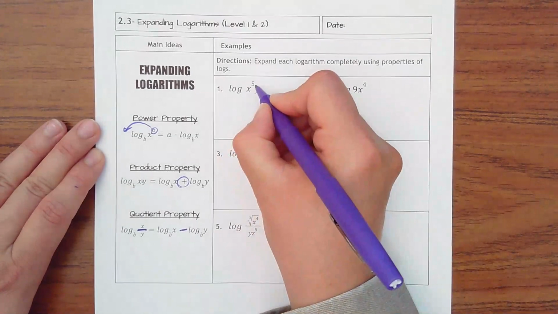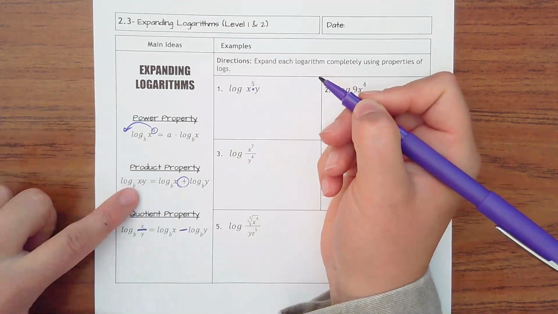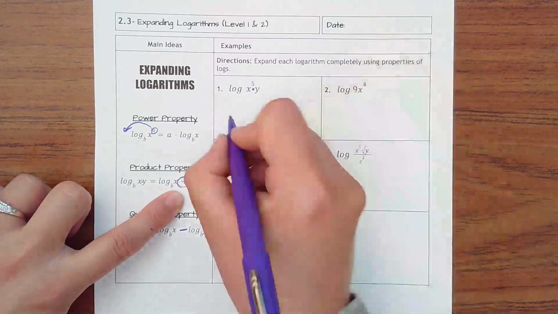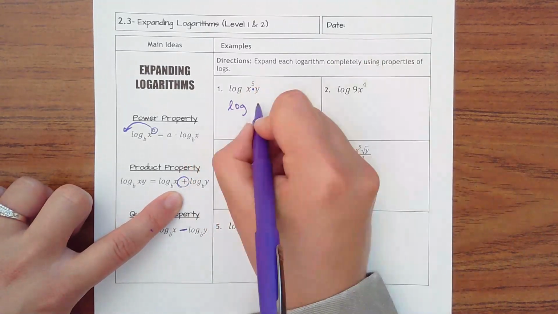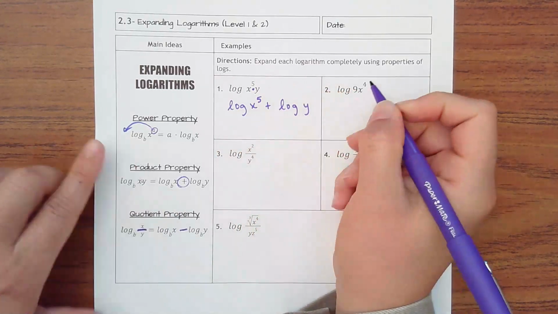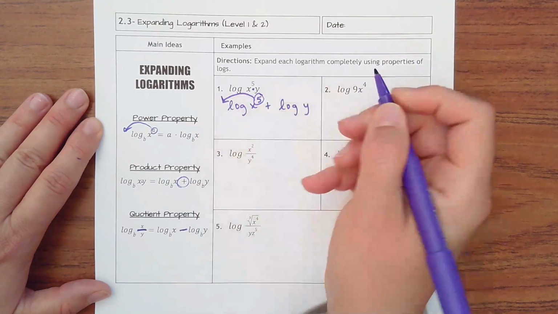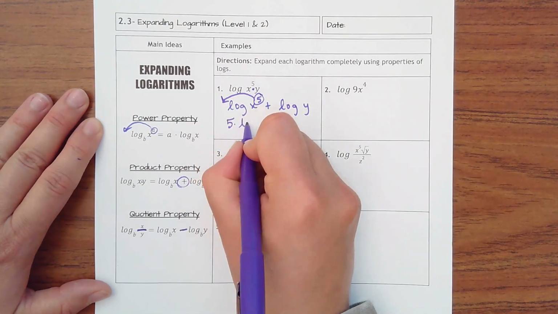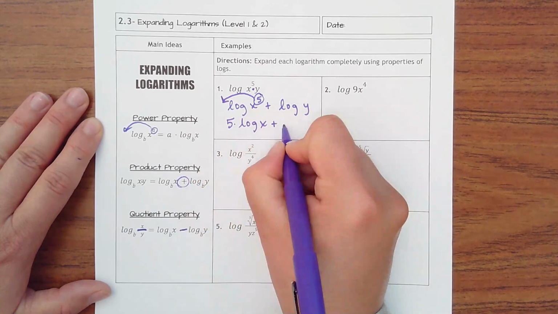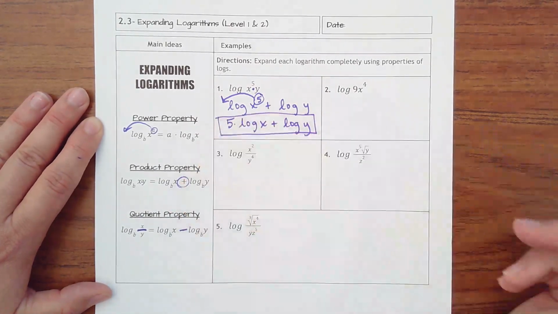So here, in your log, you've got an x to the 5th times y. Let's split that into two logs that have addition. So this would be log x to the 5th plus log of y. We don't want to leave any powers, so we're going to take that and move that into the front of just this log. So it'd be 5 times log of x plus log of y. And that is fully expanded.